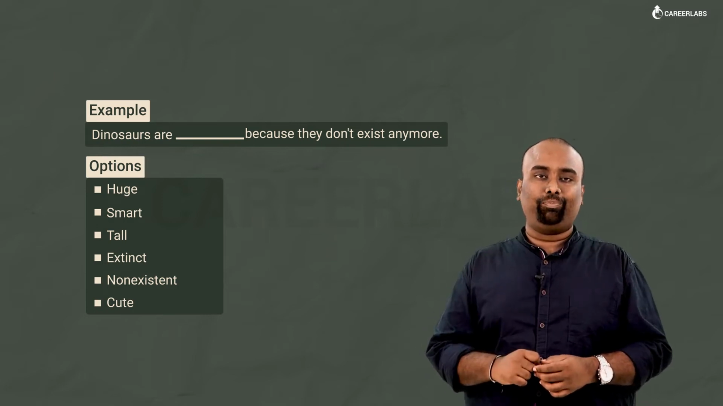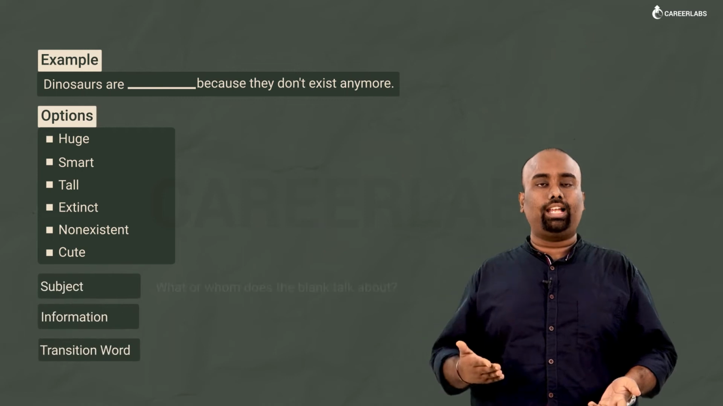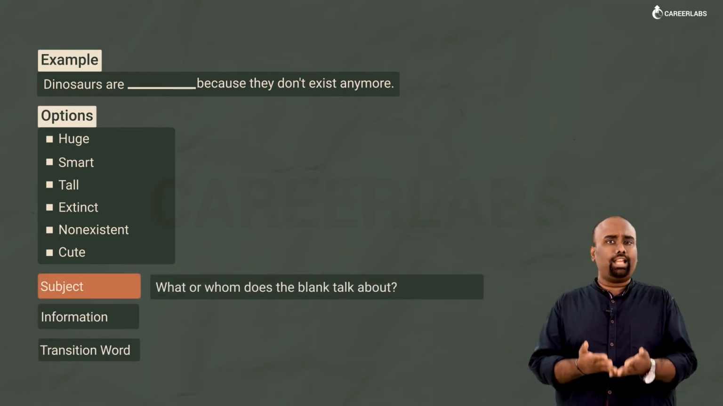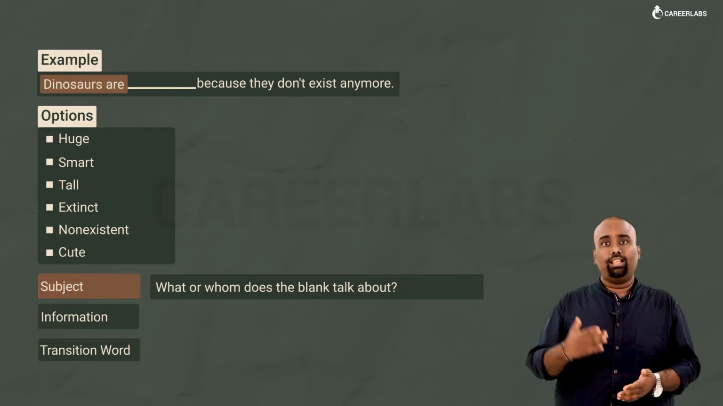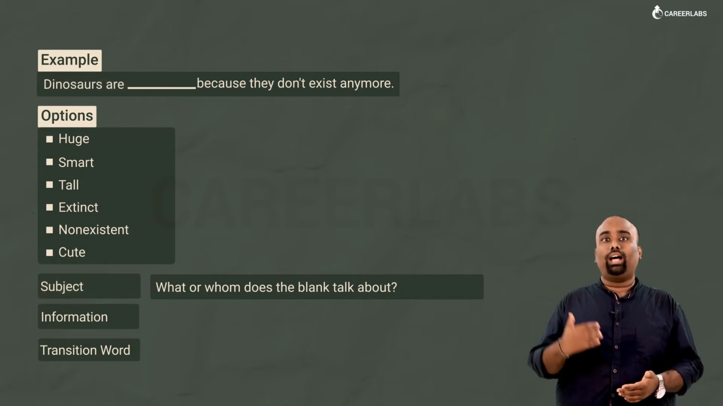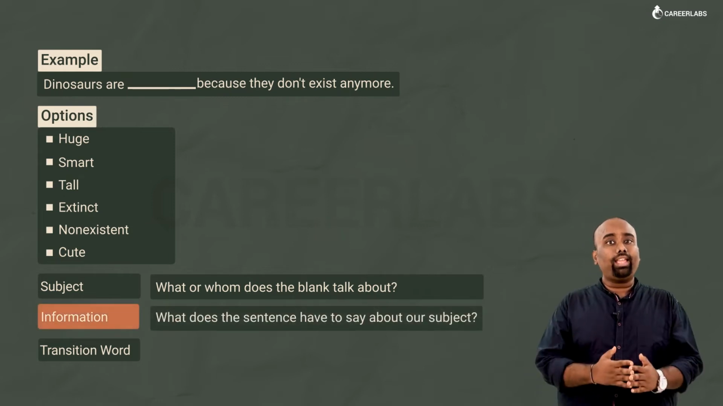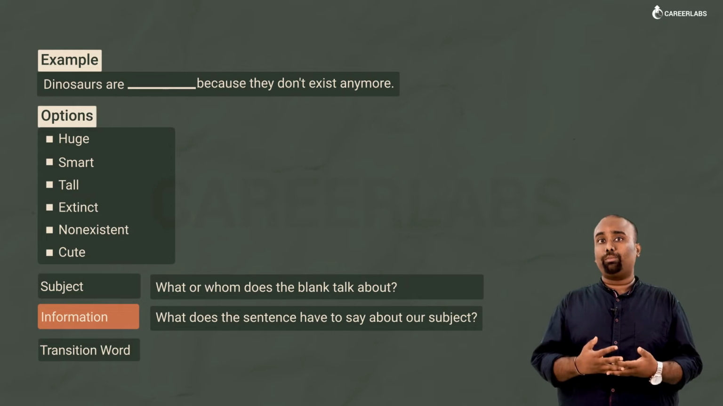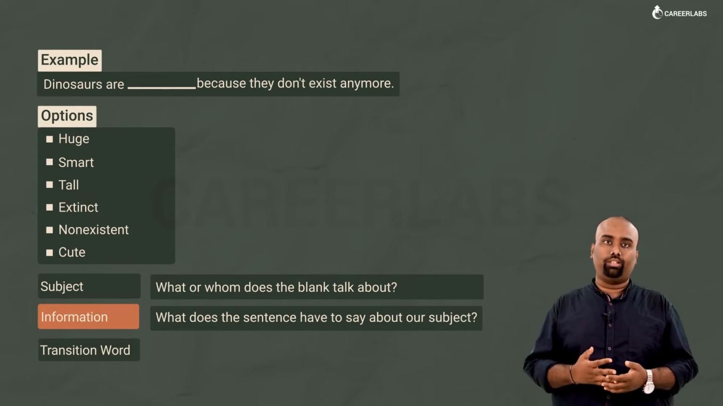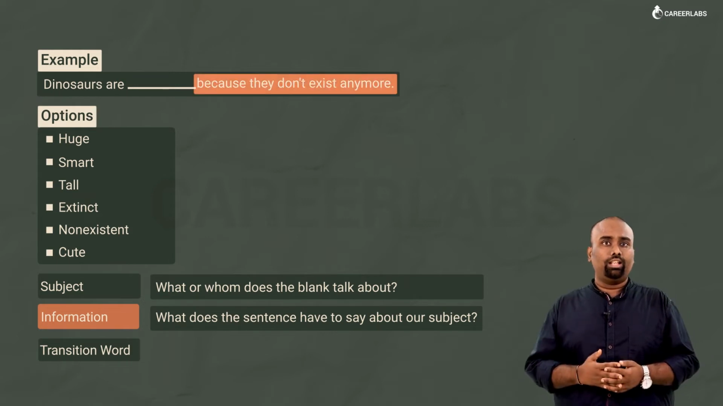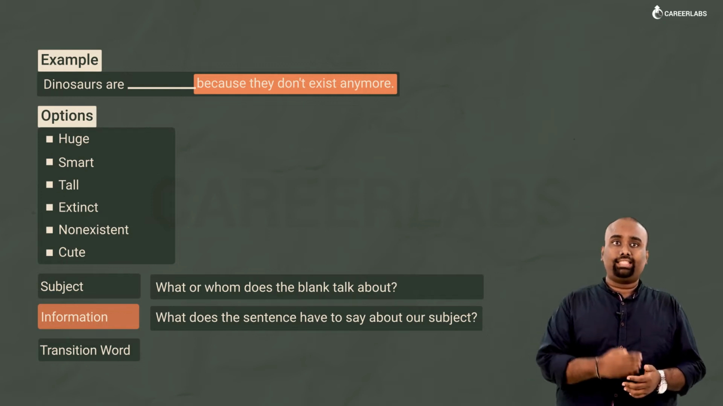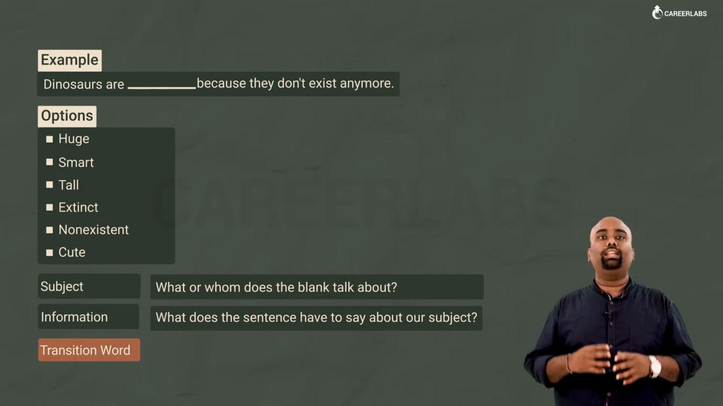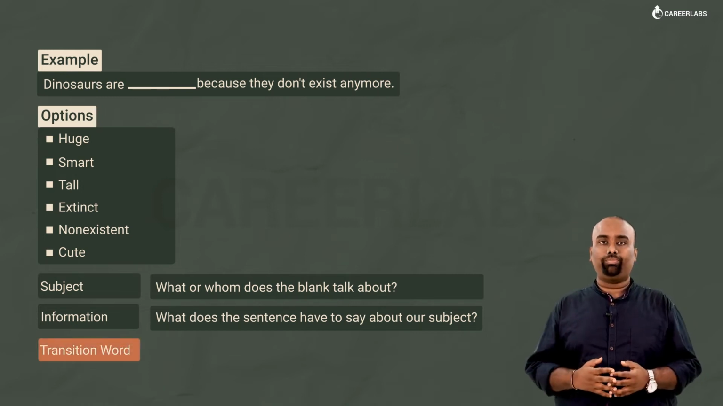So let's get cracking. First, you need to understand what the subject of the blank is, right? Take a look. It's dinosaurs, isn't it? Yes. So now let's move on to the I in SIT. I stands for information. So here we need to recognize what information we have about dinosaurs. They don't exist anymore, right? So now that we have got the S and I out of the way, let's head to the final T you're yet to cross. T stands for transition word.